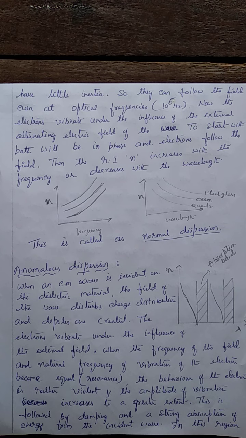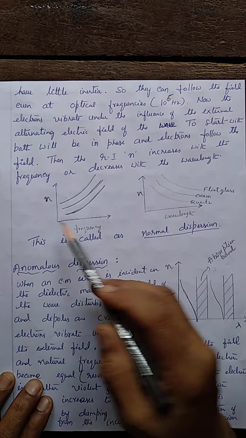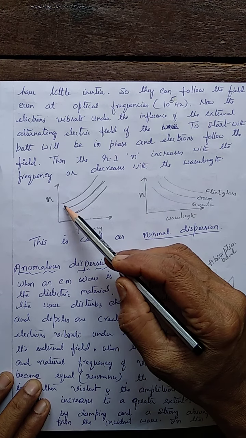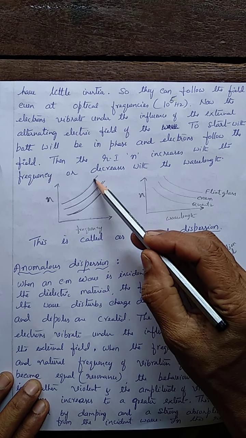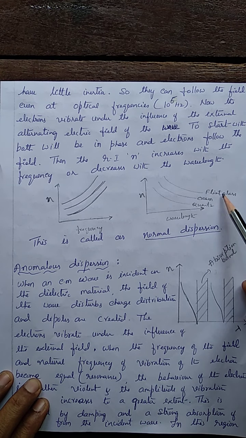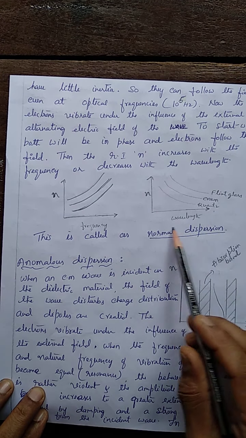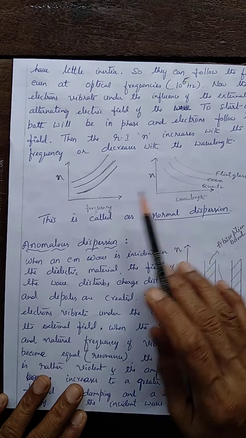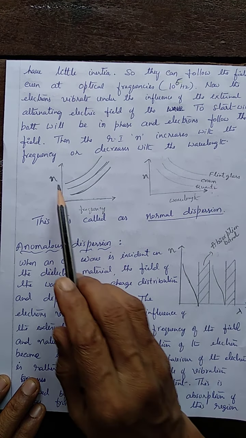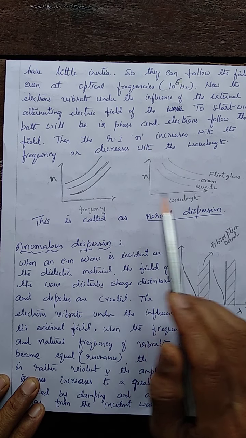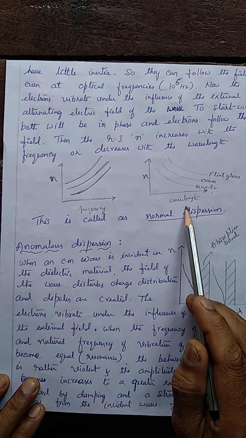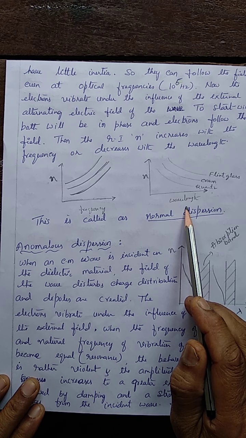To start with, when the electron and the field are in phase, the electrons follow the field. In that case, the refractive index N varies with the frequency as shown. Refractive index increases with the increase in frequency. This is for different materials like flint glass, crown glass, quartz, etc. Or refractive index decreases with increase in wavelength. This relationship is maintained between the refractive index and the frequency or wavelength of the incident electromagnetic wave.